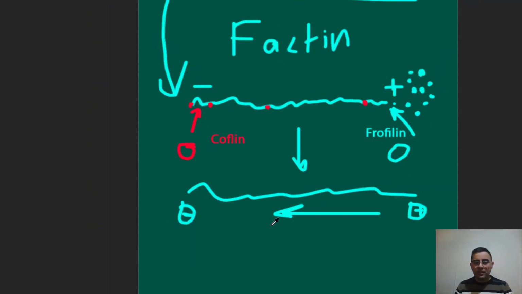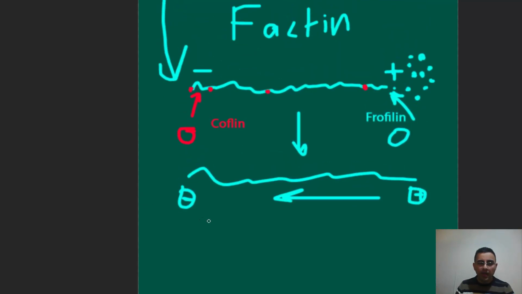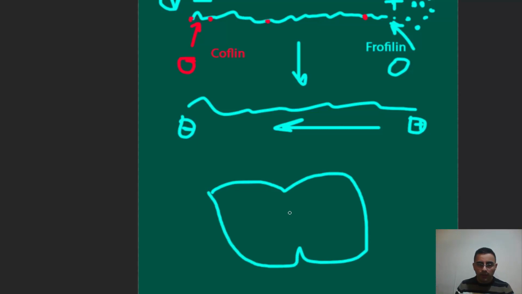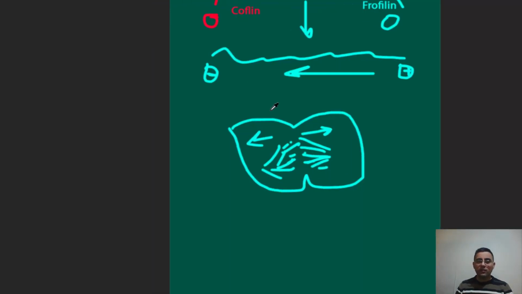Also, a very important function of actin microfilaments is that they take place in cytokinesis during mitosis and meiosis. Their function is cytokinesis too.